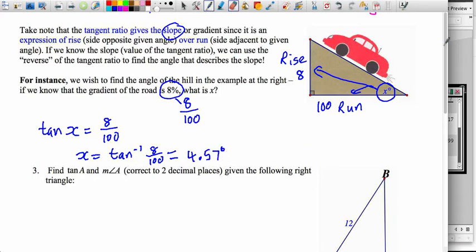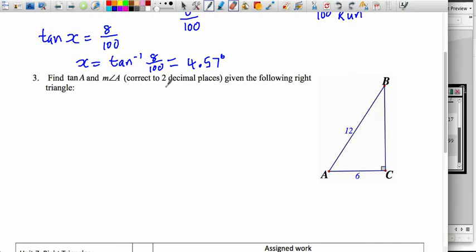Okay, for example 3, we've been asked to find tan of A and the measure of angle A given the following right triangle. So we go to angle A. AB is our hypotenuse, 6 is the adjacent side, and BC is the opposite side. As you can see, the difficulty in this problem is that we do not have the length of BC, so the first thing we'll need to do before we can complete the problem is to find the length of BC, and we're going to do that using Pythagoras' theorem.